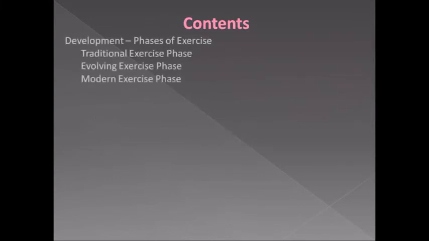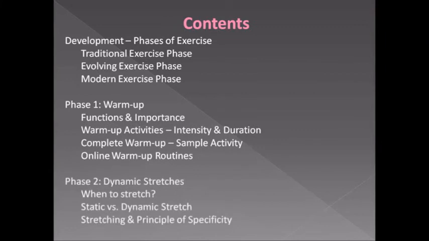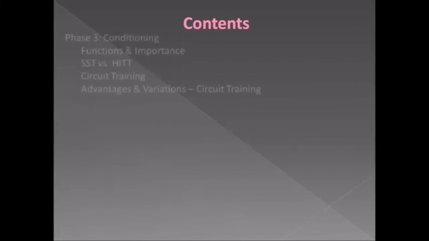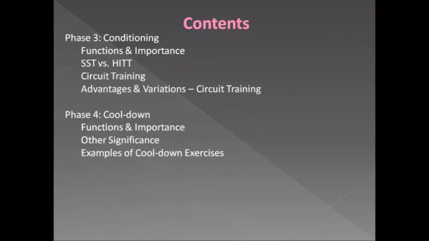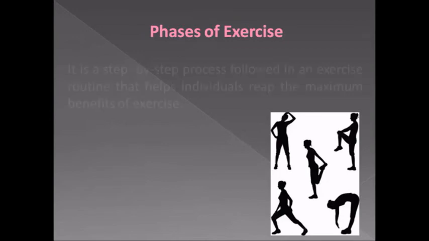The contents are the development phases of exercise from traditional to evolving, and now we have the modern exercise phase. And there are 5 phases under the modern. The phase number 1, warm up. Second, or phase number 2, dynamic stretches. Number 3, conditioning. Number 4, cool down. And the last step or the last phase is the static stretch.